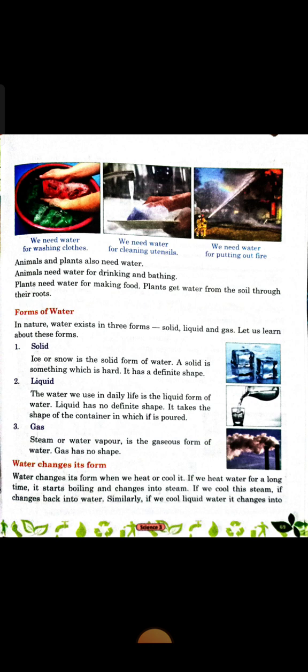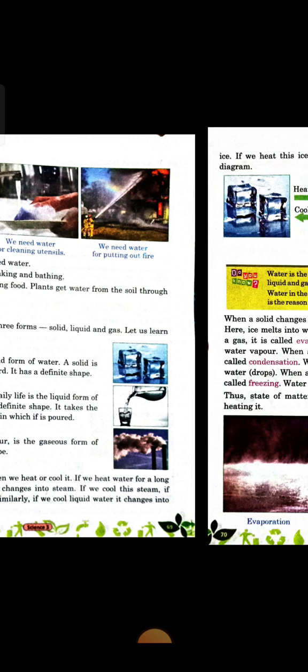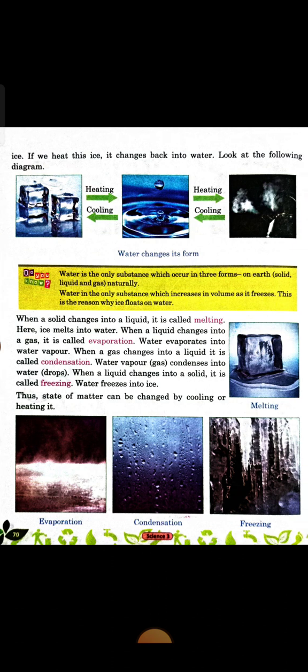Now we will learn about how water changes its forms. Water changes its form when we heat or cool it. If we heat water for a long time, it starts boiling first and then changes into steam. If we cool down the steam that comes out from the boiling water, it changes back into water. Similarly, if we cool down the liquid water, it changes into ice. If we heat the ice, it changes back into water.